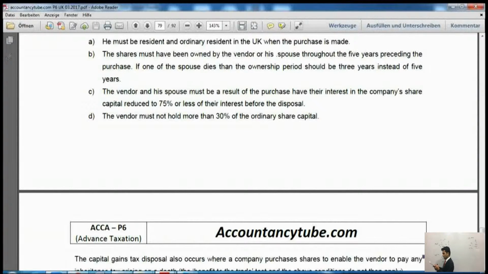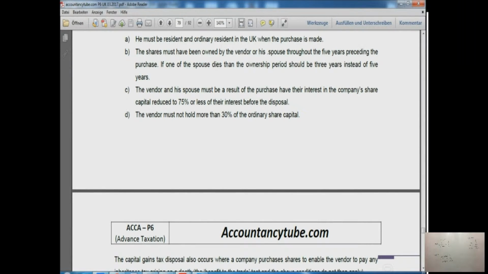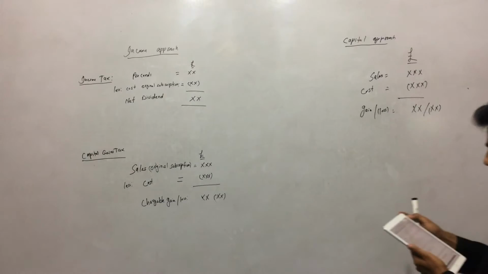Let's move to the next point, which is the last point. The vendor must not hold more than 30% of the ordinary share capital. Now, after the company buys the shares, this shareholder must not have more than 30% share capital in the company. So we'll have to see that as well during these tests. All right. Now I will just cancel sharing the screen, as I will show you something on the board.